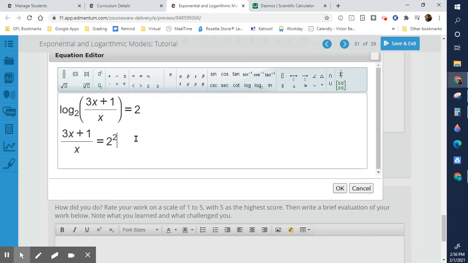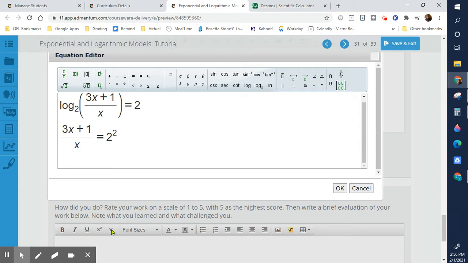So 2 squared is just 4. So I'm just gonna copy this down. Copy. Paste. I'm gonna change this to a 4. And then change the whole thing to a 4. And then I'm gonna multiply x by both sides.